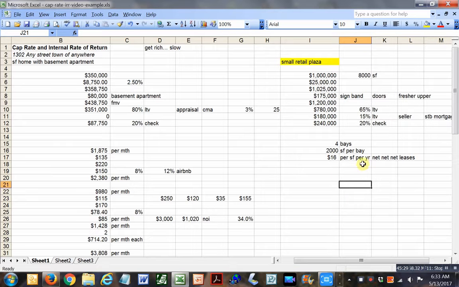$16 per square foot per year. Let me just open this up a little bit. For net means net of operating costs, property taxes.